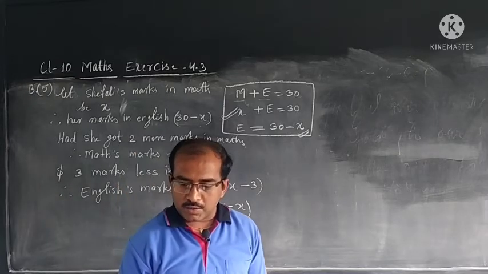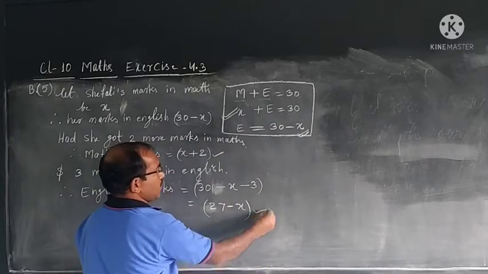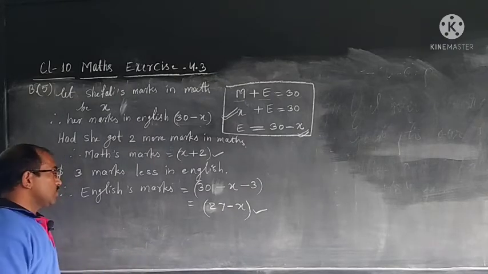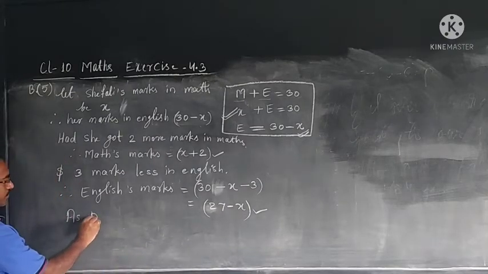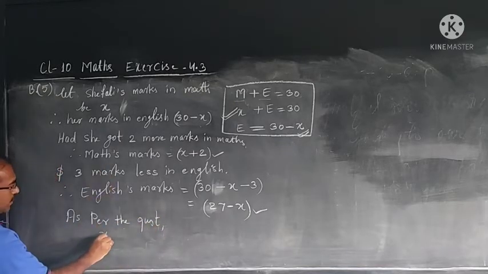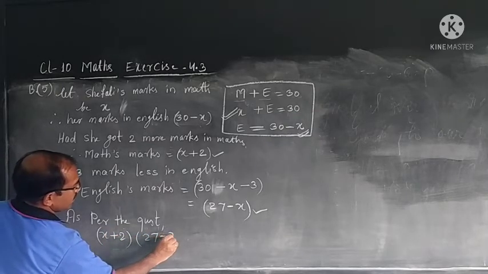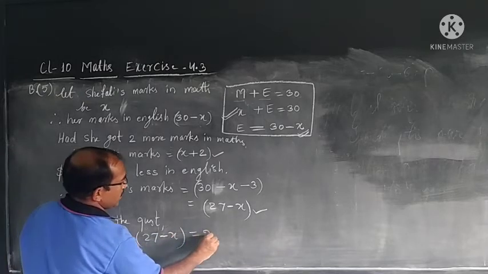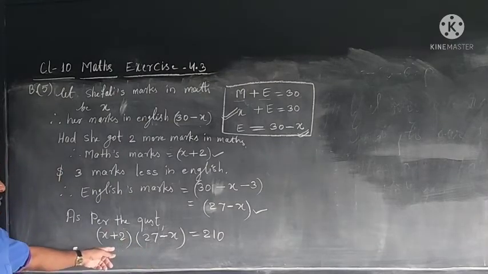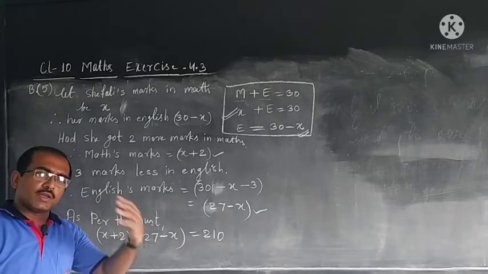The product of their marks would have been 210. So, with this condition, if we multiply her marks, we will get 210. So, as per the question, her marks in maths X plus 2 and her marks in English 27 minus X, their product is 210. So, the situation statement we converted into an equation. Now, we will simplify it, get the quadratic equation and then solve.